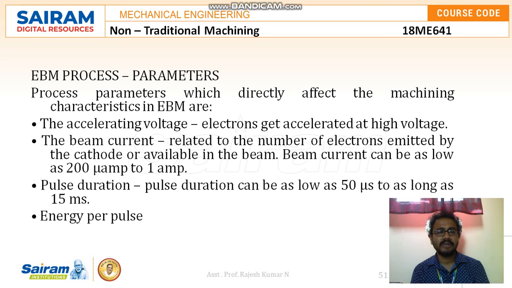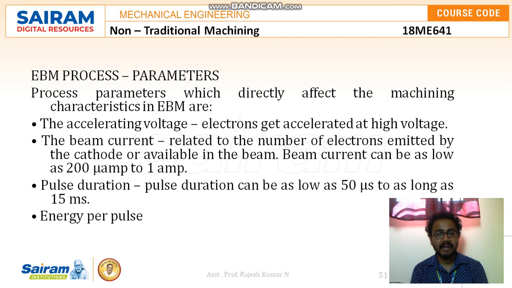As we know, process parameters directly affect the machining characteristics in electron beam machining. So what are they? The very first process parameter is the accelerating voltage. Here the electrons get accelerated at a very high voltage. The voltage level we need to remember is 50 to 150 kilovolts. Then the beam current is related to the number of electrons emitted by the cathode that are available in the beam.